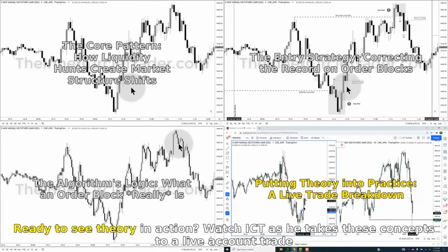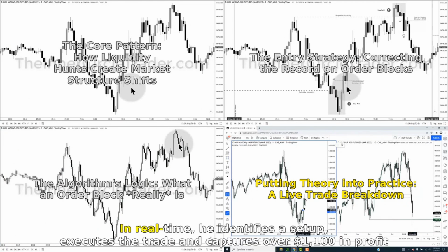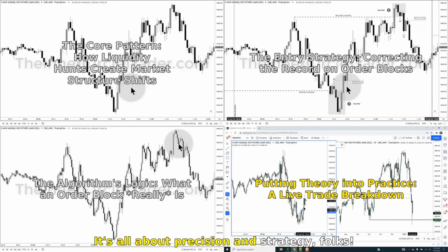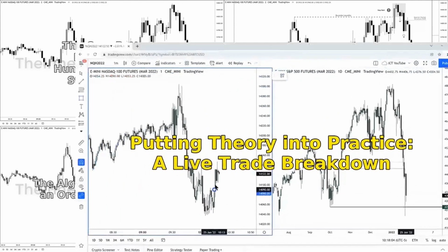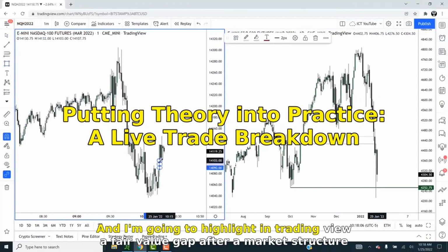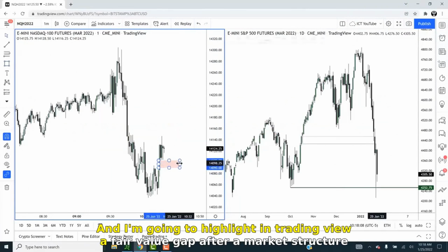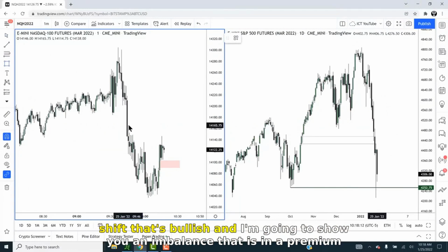Ready to see theory in action? Watch ICT as he takes these concepts to a live account trade. In real time, he identifies a setup, executes the trade, and captures over $1,100 in profit. It's all about precision and strategy, folks. And I'm going to highlight in TradingView a fair value gap after a market structure shift that's bullish. And I'm going to show you an imbalance that is in a premium.